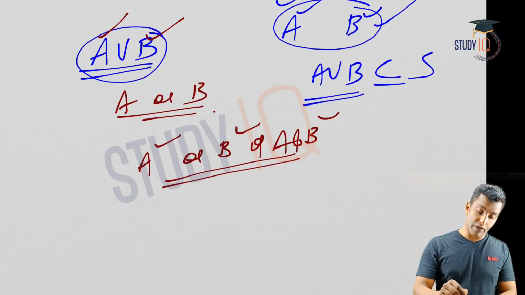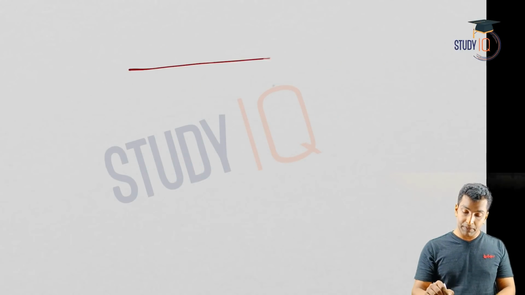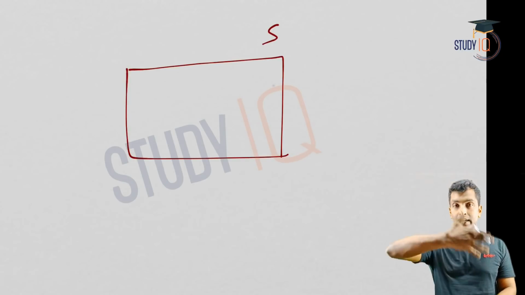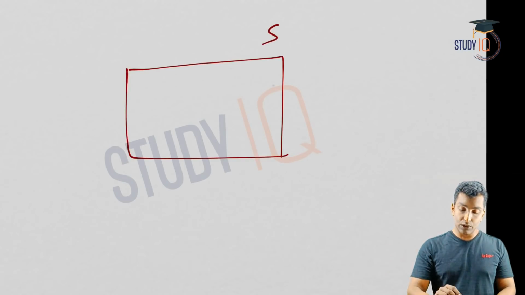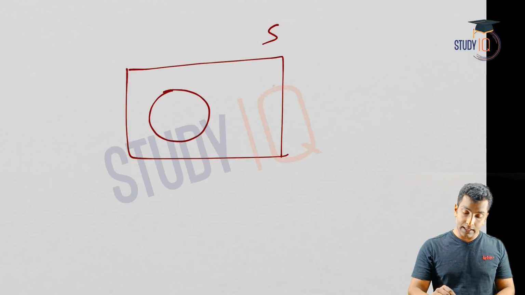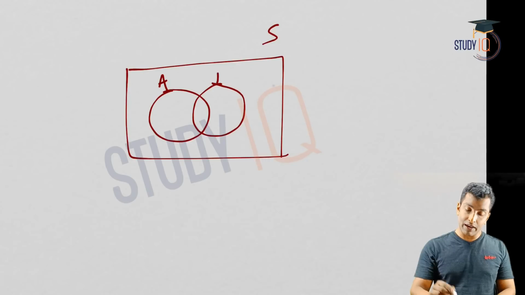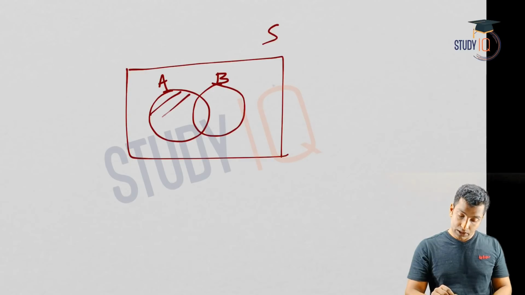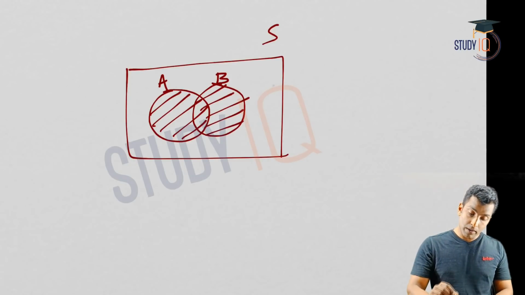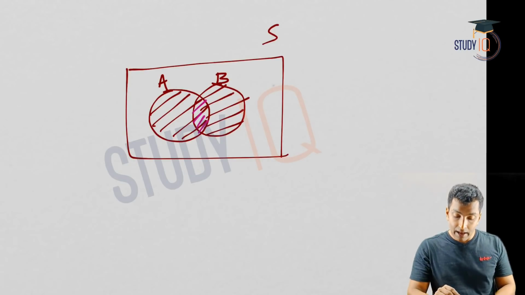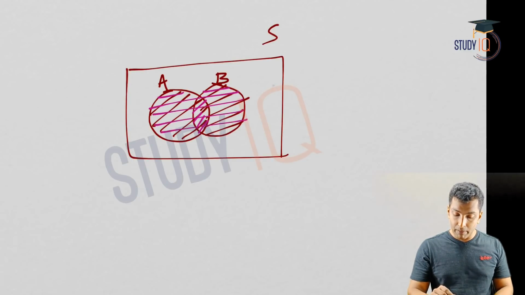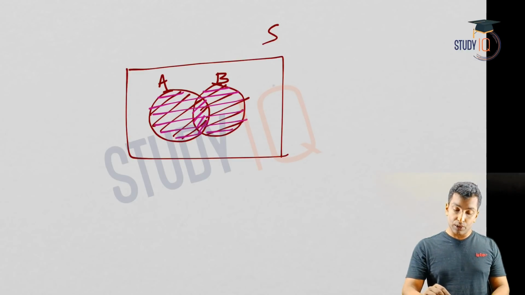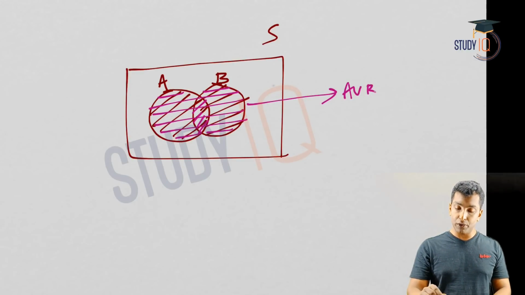Now how will you represent this in a Venn diagram? If you need to represent it, let's suppose this is your sample space, which contains all the elementary events. Let's suppose this is your A and this is your B. So A is an event, B is an event, which in itself is a subset. Okay, so either A, so I'll mark like this, or B, so I can complete like this, or both. So that means everything which is coming in these two circles is what I mean by A union B. Okay, so this represents A union B.